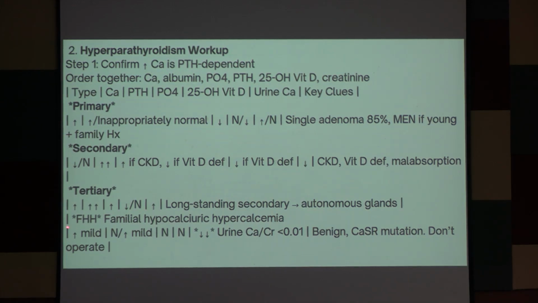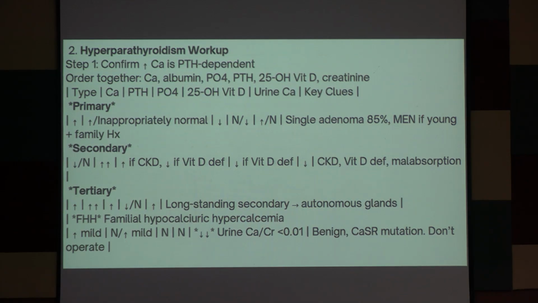This is a short note. This is FHH, Familial Hypocalciuric Hypercalcemia. What happens here? Calcium is mildly increased, parathyroid hormone normal or mildly increased, phosphate normal, vitamin D normal. There will be a decrease in urine calcium. So this is familial hypocalciuric hypercalcemia.